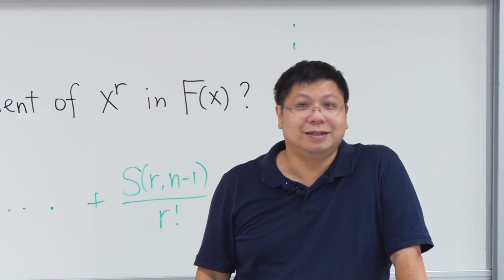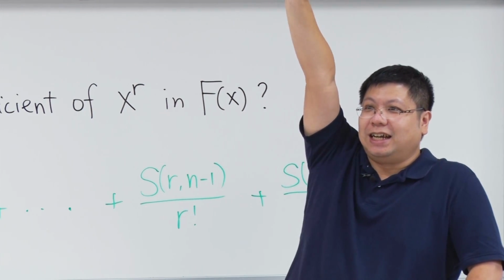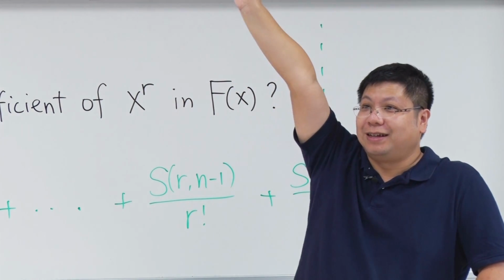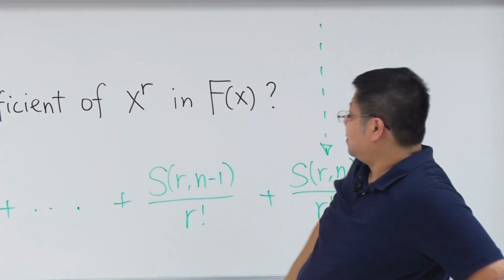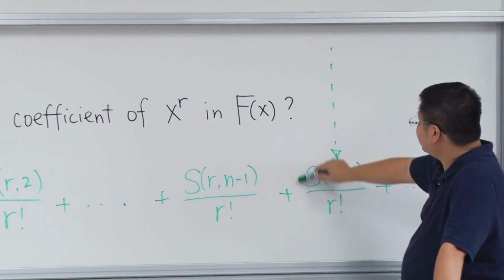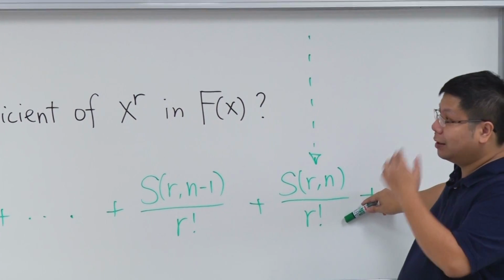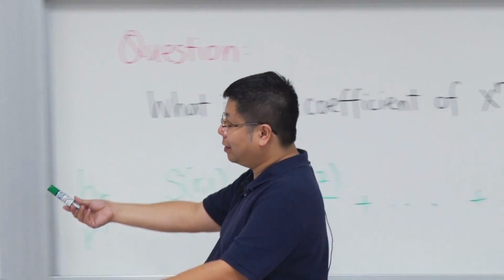Is that okay? If you are okay with this so far, could you please raise your hand? If you need a little bit more time, let me know. Okay. So first of all, let's focus on this term. How do we get this term? How do we come up with the coefficient of x^r here? We use the relationship here.